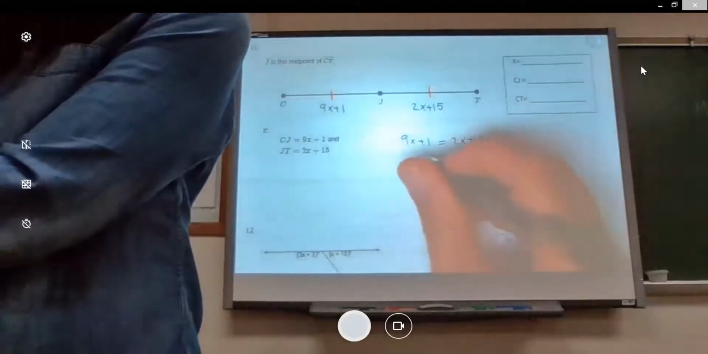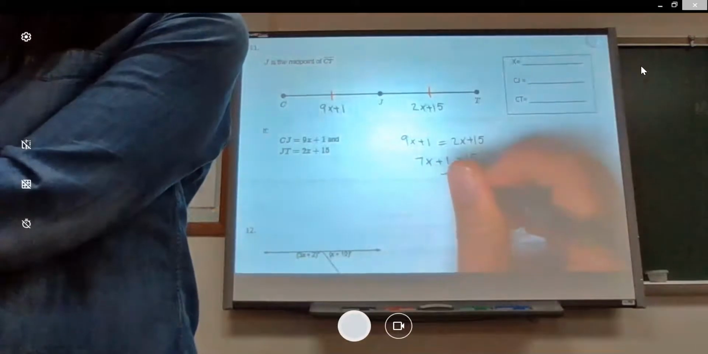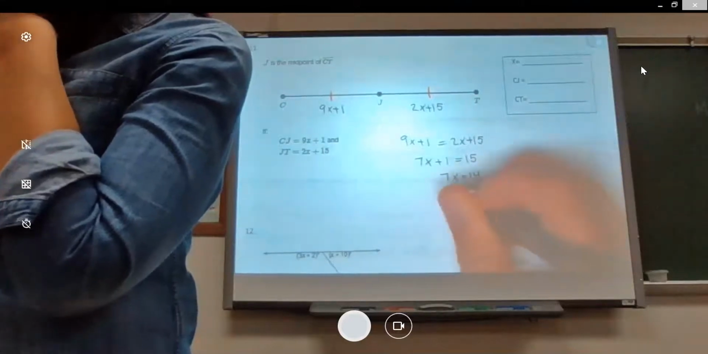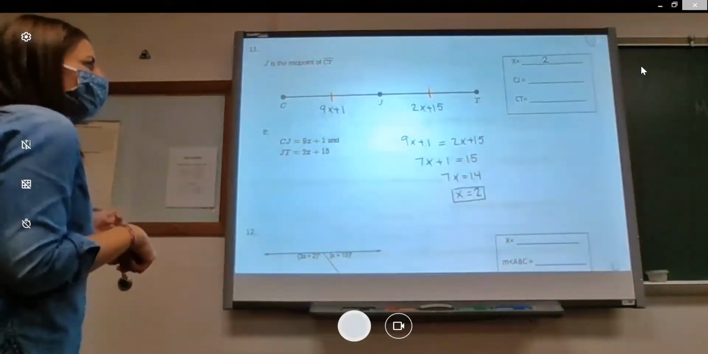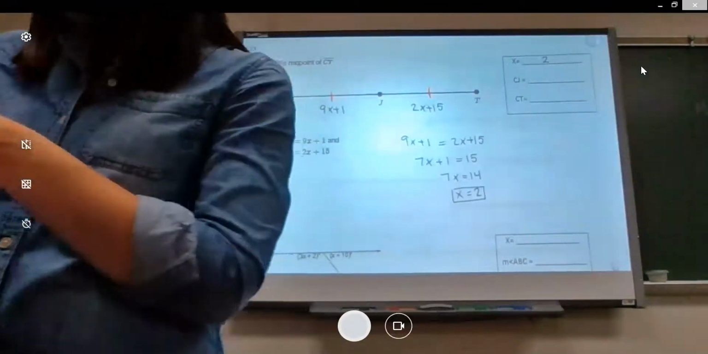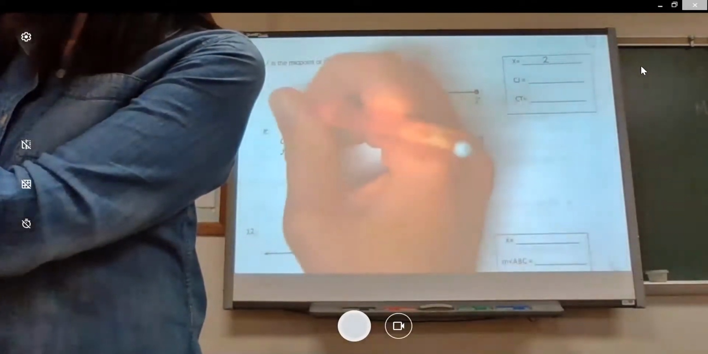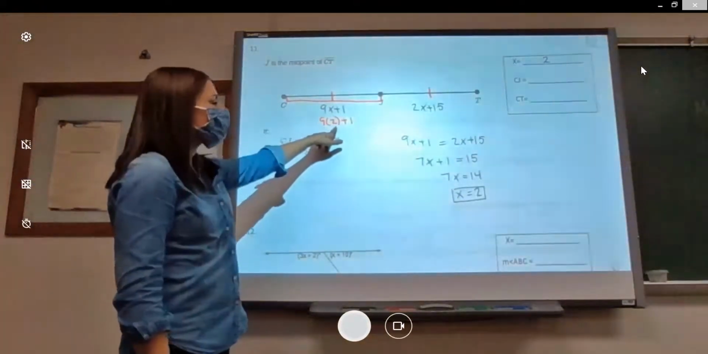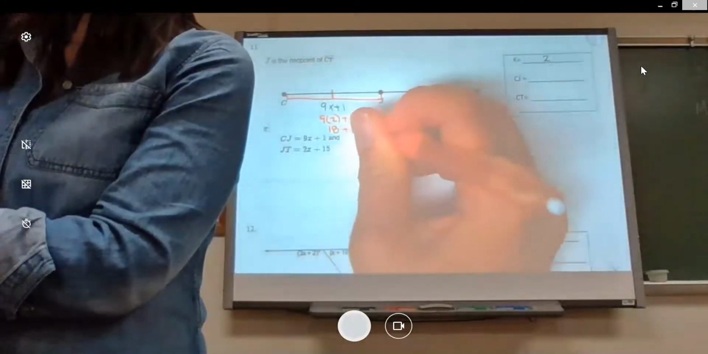So subtract 2x from both sides would give me 7x plus 1 equals 15. 7x equals 14. And x equals 2. Now notice it asks for more than that, okay? So it also asks us to decide, well, what would CJ equal? Well, I can substitute in 2 for x. Here's CJ from C to J, and if I plug 2 in, then I have 9 times 2, which is 18, plus 1 is 19.